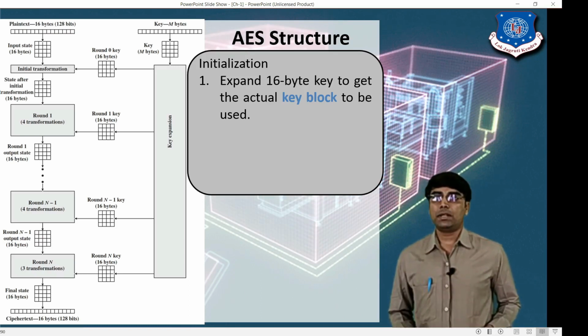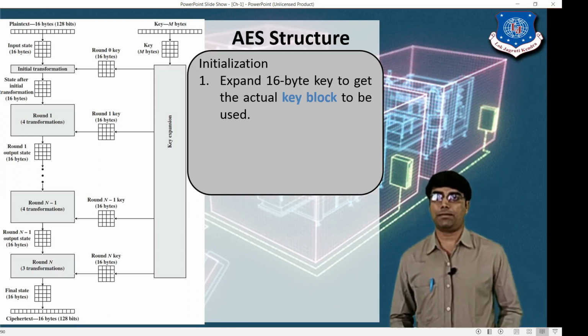After that, round 10: the output of round 10 will be given as input and stored in the state matrix. After that, it generates a 16-byte ciphertext or 128-bit ciphertext.